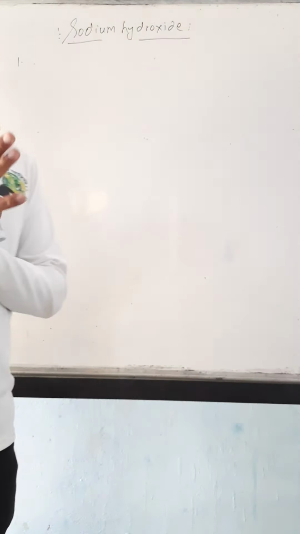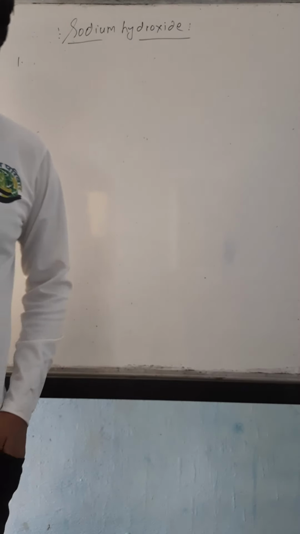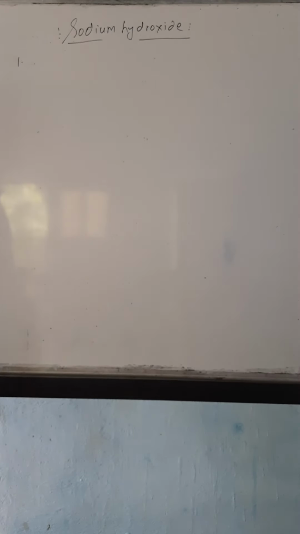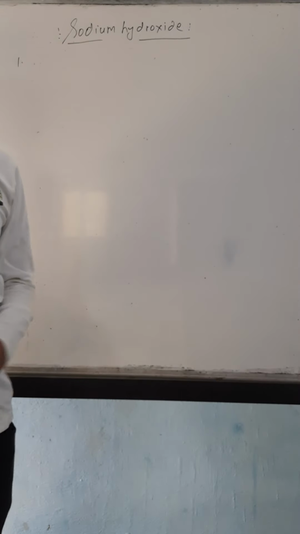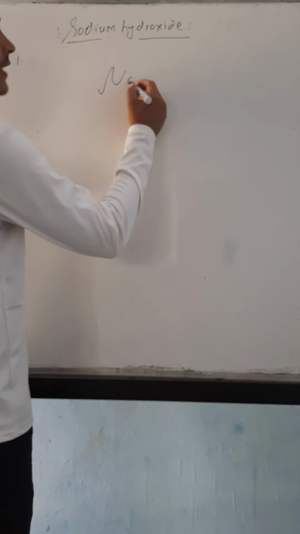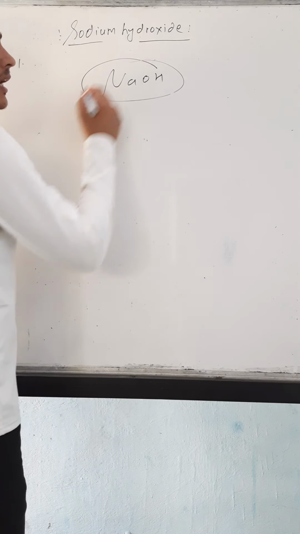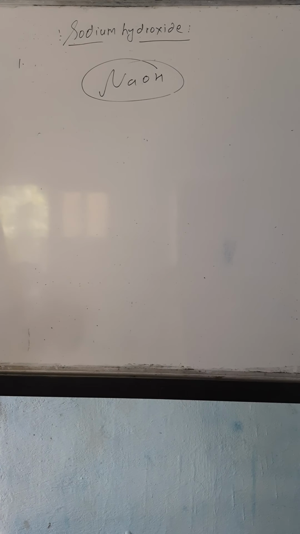So, dear students, today we will move ahead in this second chapter of class 10 chemistry, that is acids, bases, and salts. In the previous video, I taught you about common salt and the uses of common salt. Today we are going to discuss sodium hydroxide. It is known as NaOH. This is the chemical formula: NaOH, sodium hydroxide.